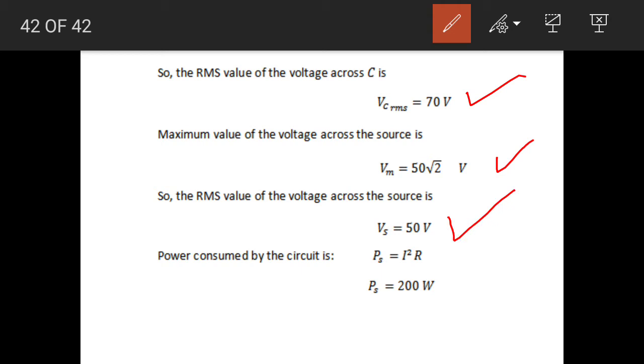And finally, we calculate the power consumed by the entire circuit with the help of this particular equation, where I is the RMS value of the current. So if we put the values on the right hand side of this particular equation, the power consumed by the entire circuit is 200 watt, or the power supplied by the source is 200 watt.